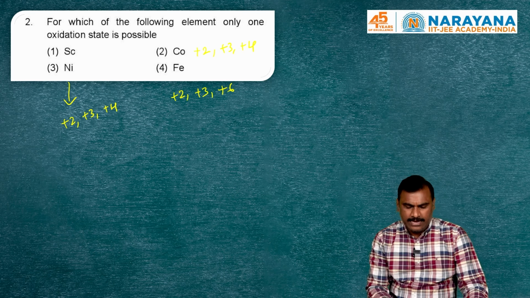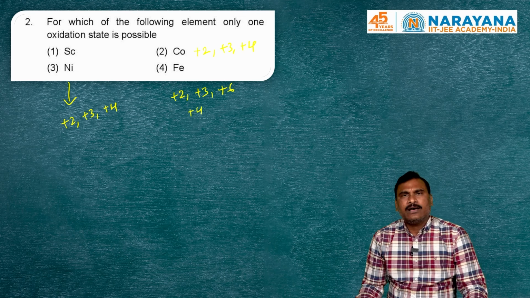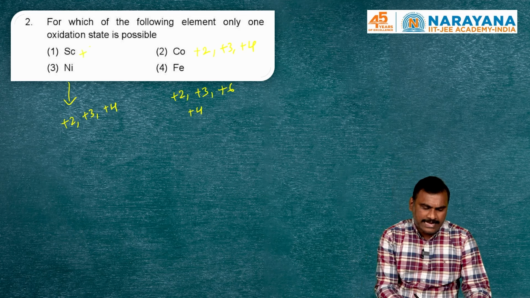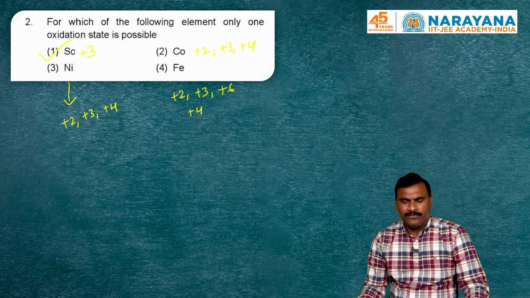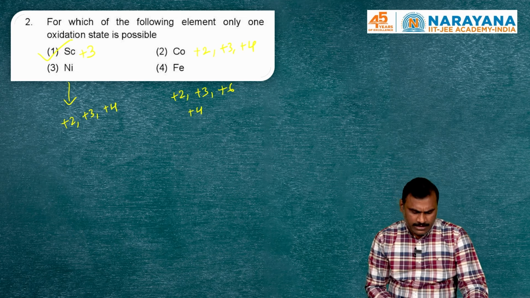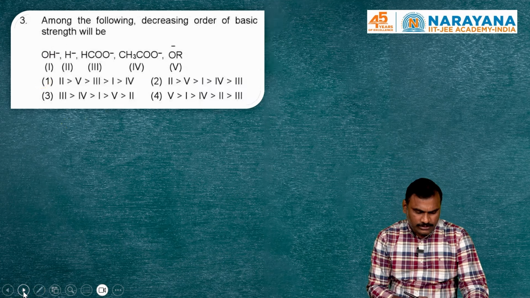Iron exhibits +2, +3 and +6, along with +4. The only element which exhibits a single oxidation state is scandium, that is +3. So the answer should be 1 for the given question. Now let us go for the next question, students.